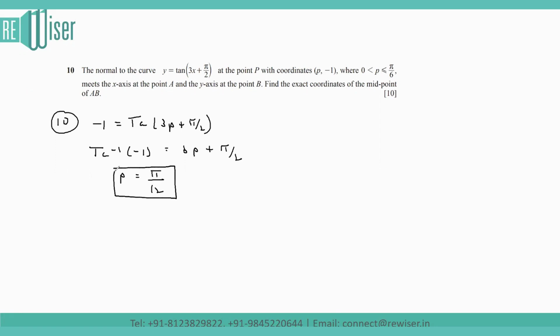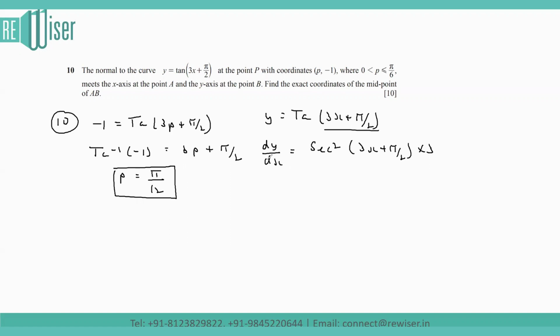So now, first we write down the function that's given to us. y is equal to tan(3x + π/2). If we find the derivative of the function, dy/dx, we get sec²(3x + π/2) into the derivative of what is given in the bracket, which is 3. So that gives us the slope of the tangent at that point.